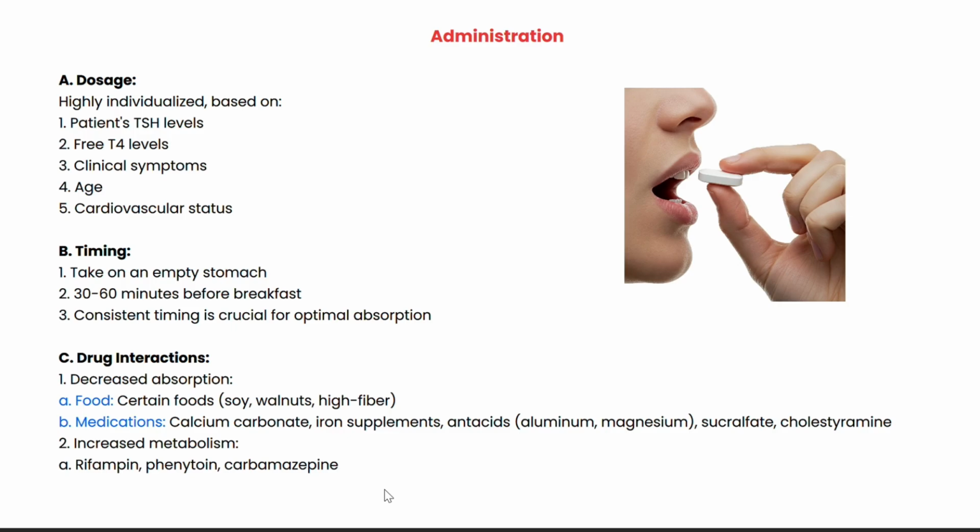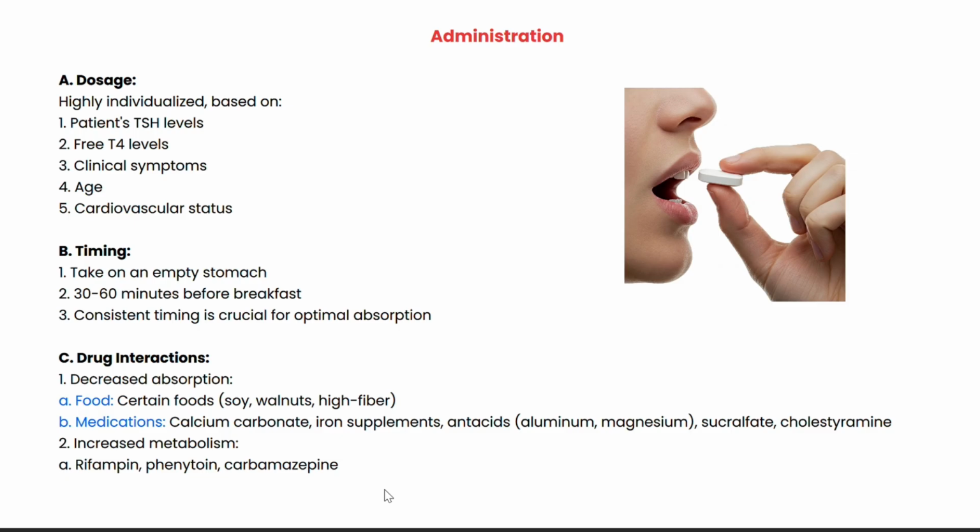For optimal absorption, levothyroxine should be taken on an empty stomach, typically 30 to 60 minutes before breakfast. Consistent timing each day is crucial to ensure your body absorbs the medication effectively.